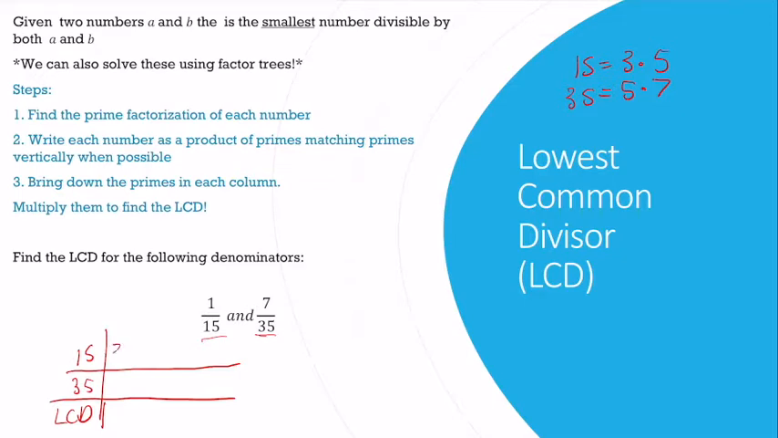All right, so I have 15 that factors into a 3 and a 5. I have 35 that factors into a 5 and a 7. So I'm going to collect them: 3, 5, 7. 3 times 5 times 7, that's 15 times 7, which is going to give me 105. So our lowest common divisor in this case is 105.